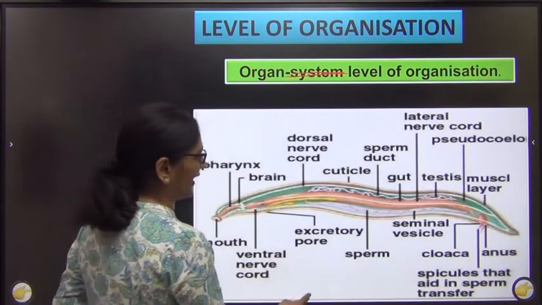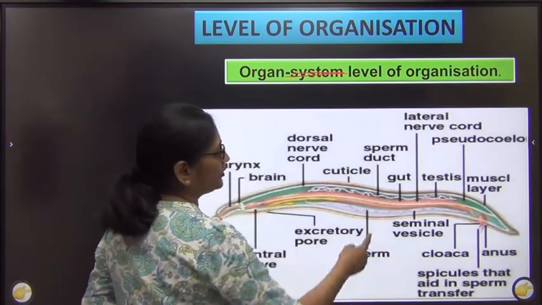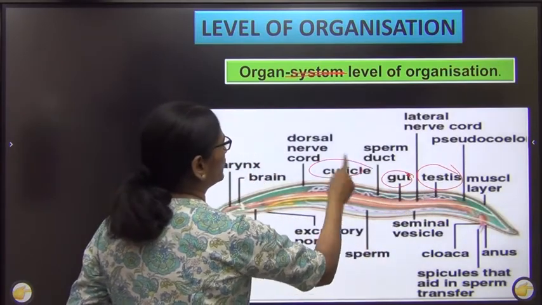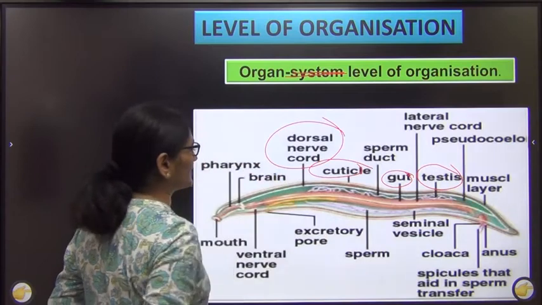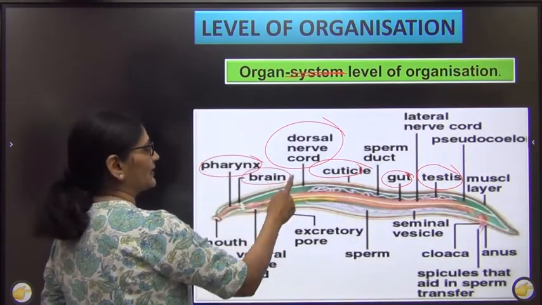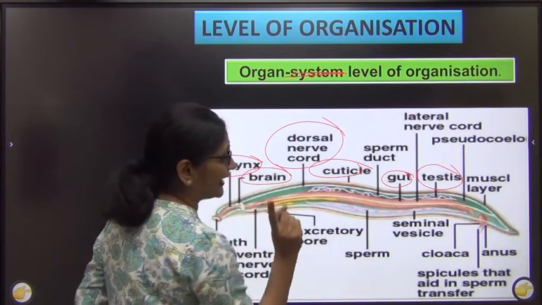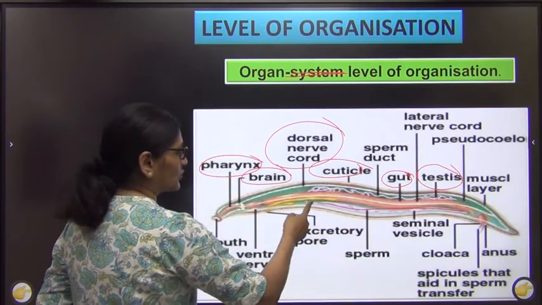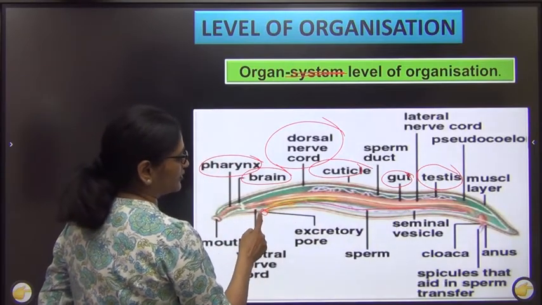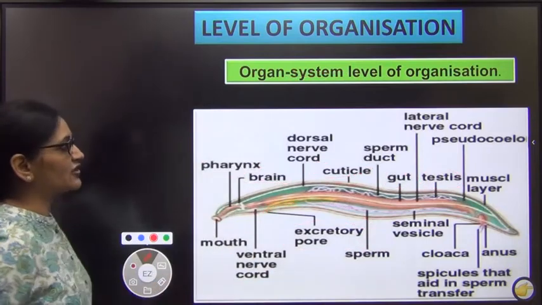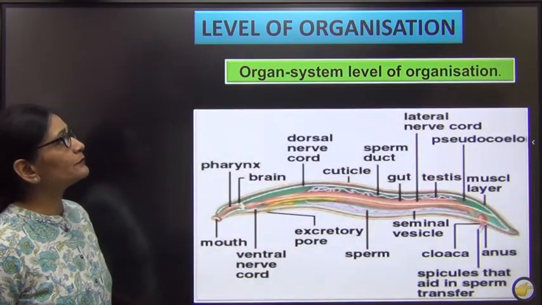Let us see some of the organs they have. See, you can see the reproductive system, gut, digestive system, and outside there is a cuticle. This is your nervous system. The digestive system has a pharynx, and the nervous system has a brain. Besides that, you know that in platyhelminth the excretory system has already come. Excretion takes place through a pore called the excretory pore. So these are some of the organs which are developed in their body.